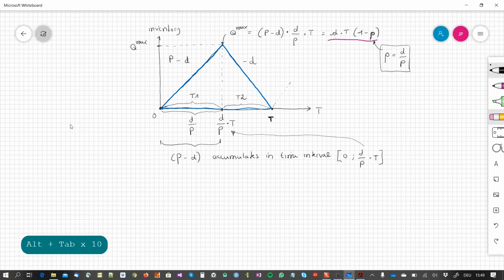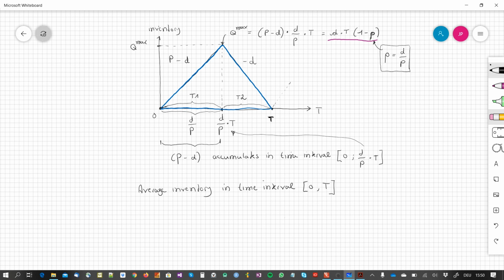We can now express our average inventory in our time interval from 0 to now T. So the whole triangle, not just until the peak point that was given here, but we include now the overall cycle from 0 inventory to 0 inventory in one cycle.